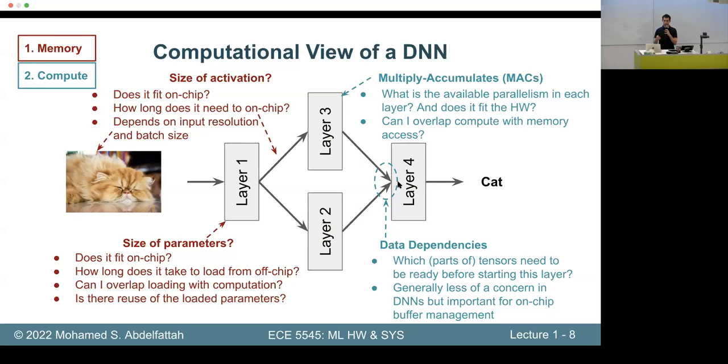And sometimes when you have branches, you just need to wait for the branches to complete before you compute your next layer. But we will go through a few examples where data dependencies become important, especially in the management of on-chip resources. And so that's coming up in the later part of the lecture.